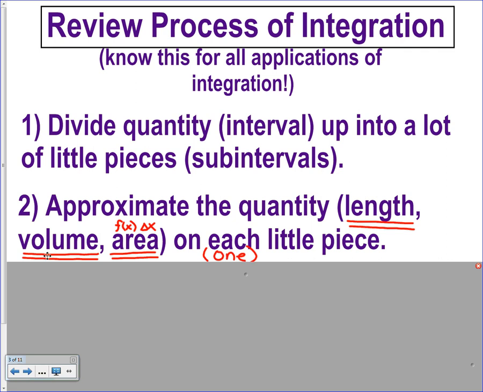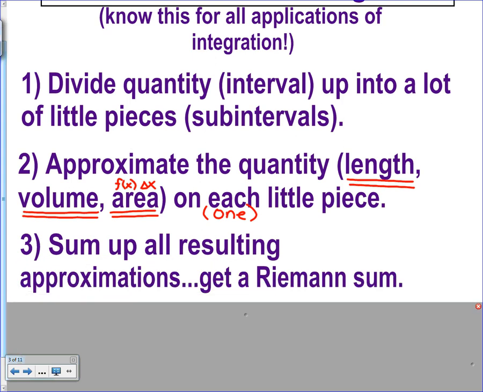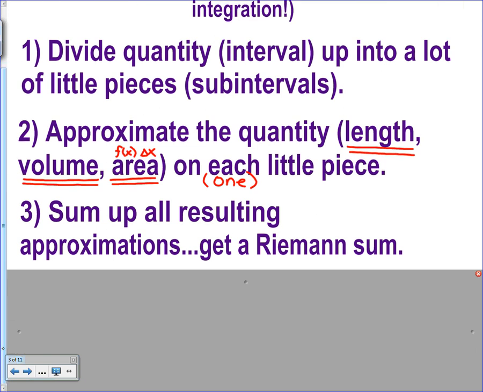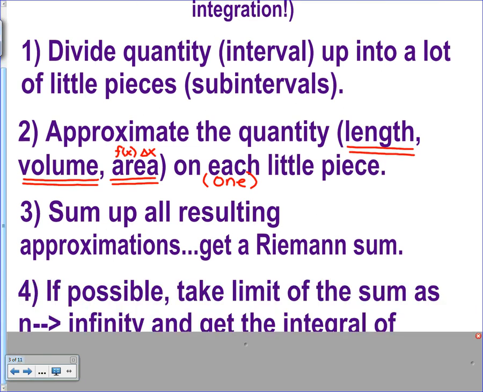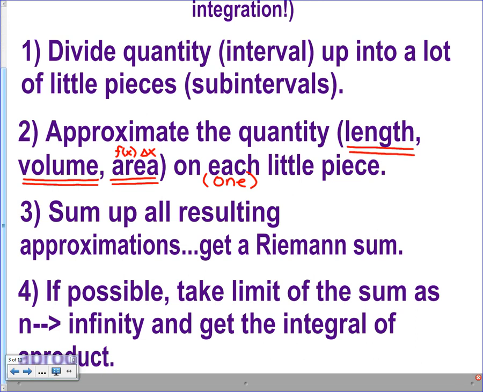So we just focus our energies on one. An infinite number is way too hard to think about, so focus your energies on finding that quantity of interest on one piece. And then sum them up. You get a Riemann sum. And then you take the limit of the sum as n approaches infinity. And you get the integral of a product. And that's the whole process of integration as applied to more of a general setting.